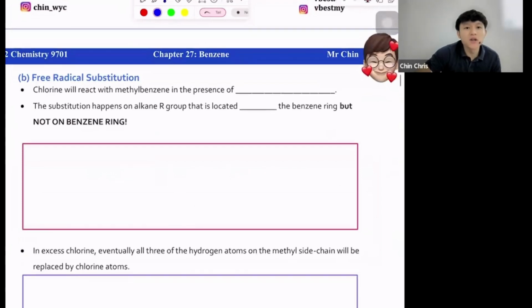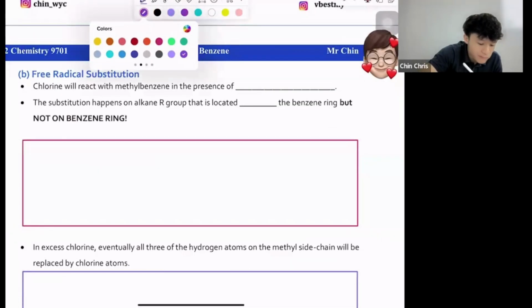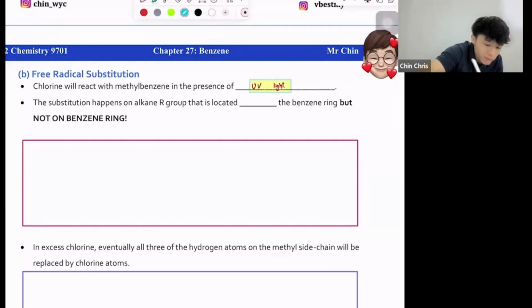Second one, let's look at your free radical substitution. Chlorine will react with methylbenzene in the presence of UV light. Guys, by the way, this reaction is your AS reaction. Chapter 13.